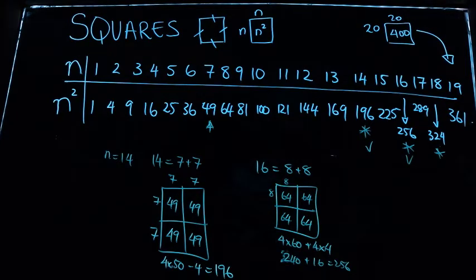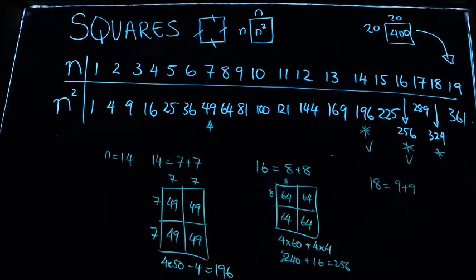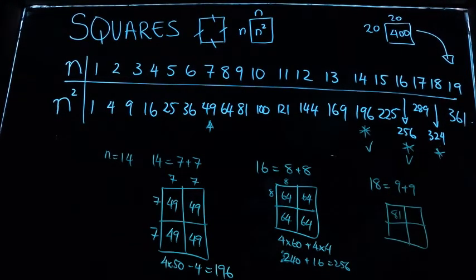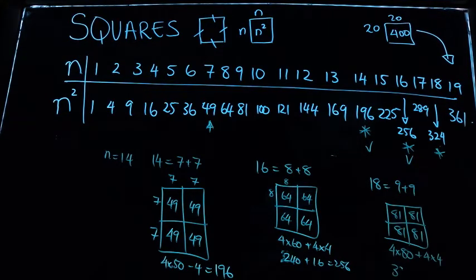Okay, and then finally I'm looking at 18, and looking at 18 is 9 plus 9, and the same thing's going to happen here. These are all 81 in here, and I'm going to do this as 4 times 80 plus 4 times 1. So that's 320 plus 4 times 1, which is 4. So that's equal to 324.